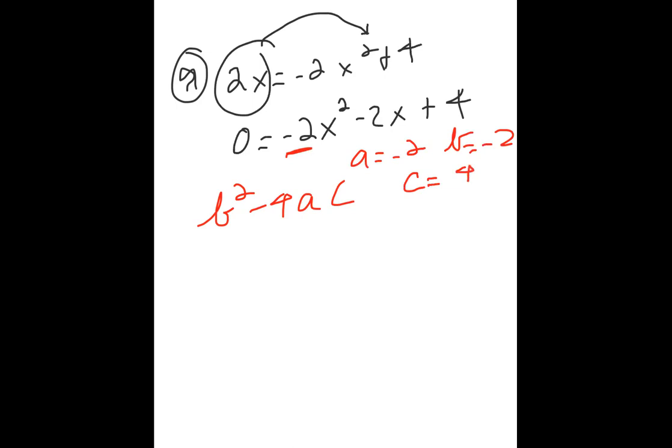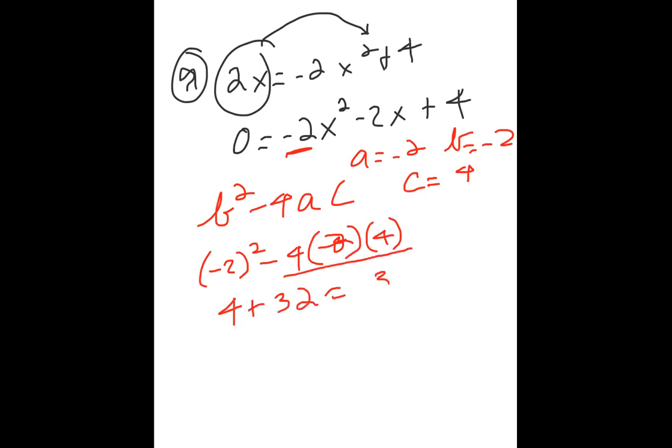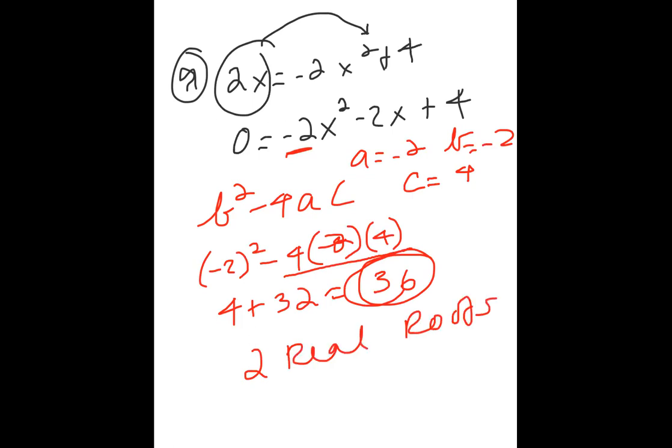So I'm just gonna go into the formula and substitute everything in here and just work it out. Type it into my calculator and let the calculator do it, guys. So this gives me 4. -4 times -2 is 8. 8 times 4 is 32. I add them together, I get 36. And that's the value of the discriminant. So because it's positive, that means I'm going to have 2 real roots, or 2 real solutions. Same thing.